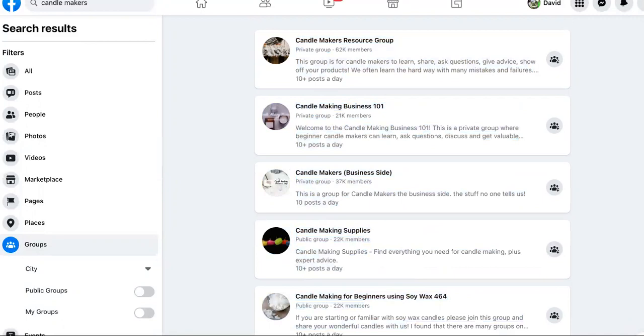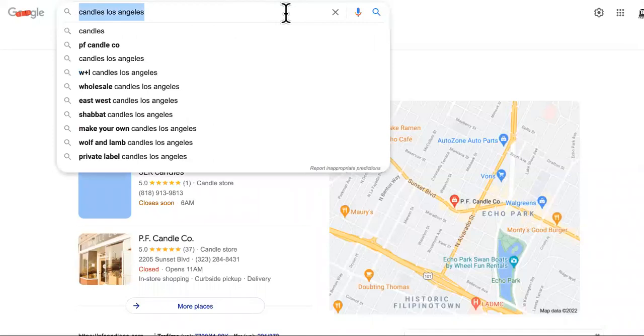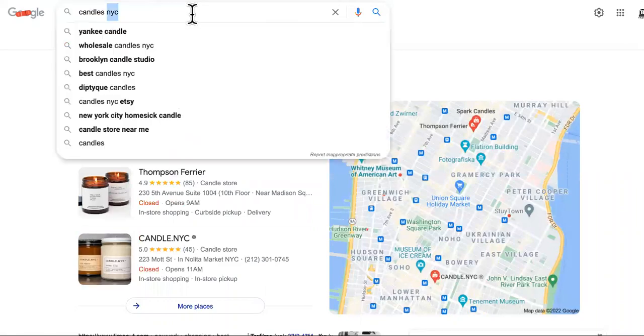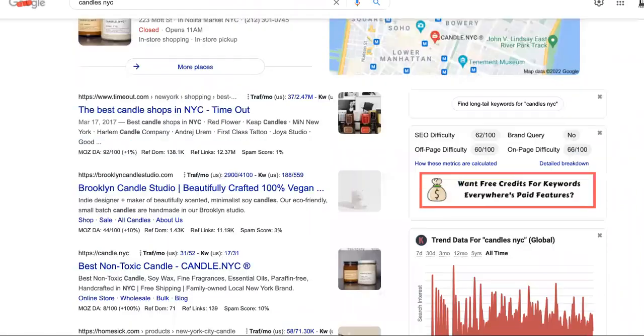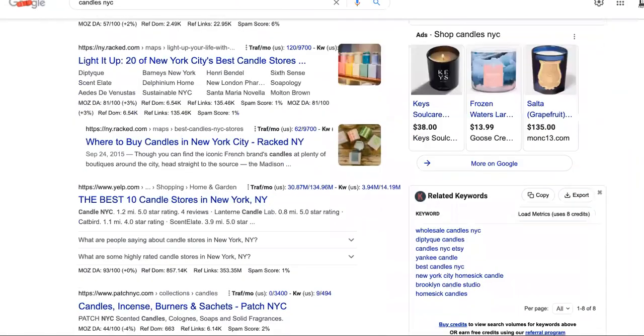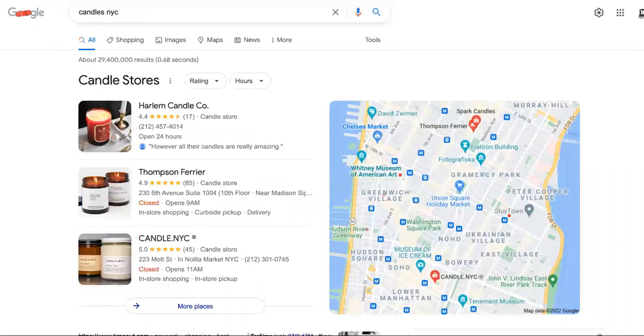Okay, so step number five is to scale to new markets. So how do you scale to new markets? That's stepping outside of the areas that we did the market research for and going for the well-known areas like Los Angeles and like New York right here. As you can see, there are a lot of people searching for this. These are two of the biggest cities in the United States, so you'll make a lot of money.